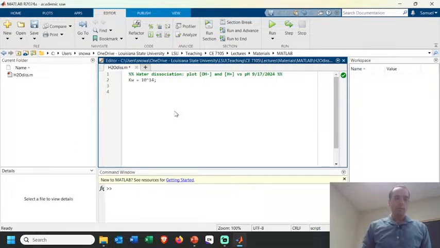I'm also going to define a pH range that I want to work in. So I'm going to say pH. I'm just going to label it, right? So just making some variable name. And I'm going to take this from 0 to 14.